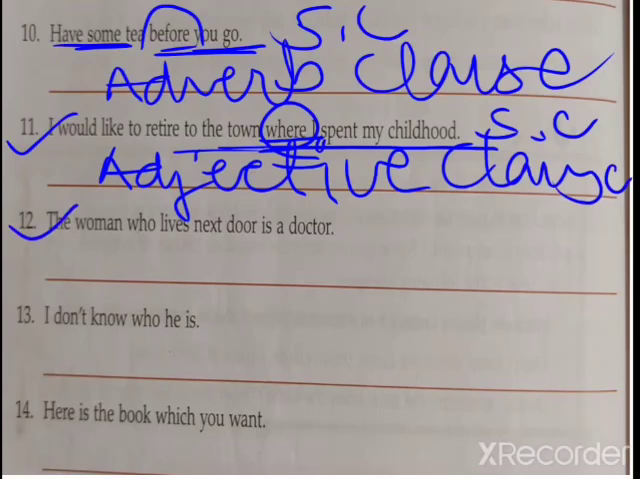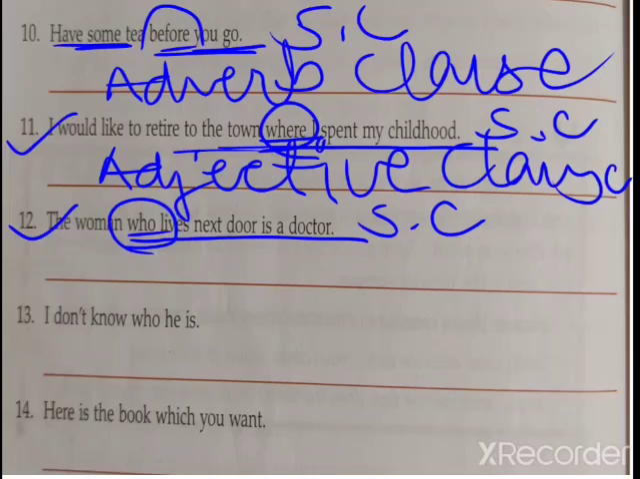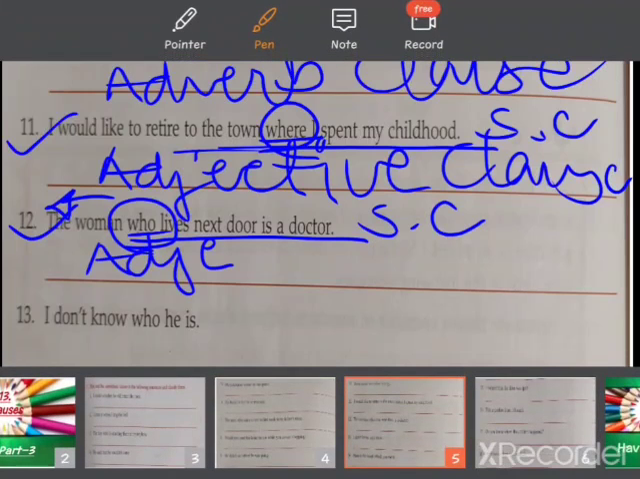The woman who lives next door is a doctor. Who is a subordinate conjunction. Who lives next door is a subordinate clause. Now look at here. Who? The woman who lives. The woman is a noun, who is used for the woman. So that's why it's saying something about the noun. So it's known as an adjective clause.